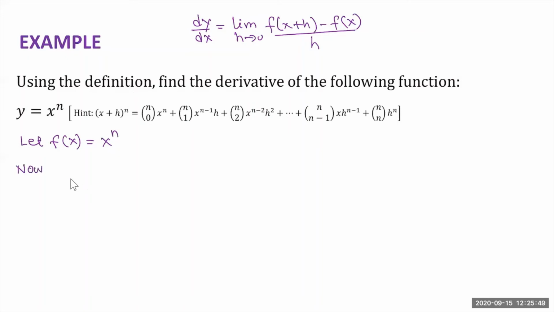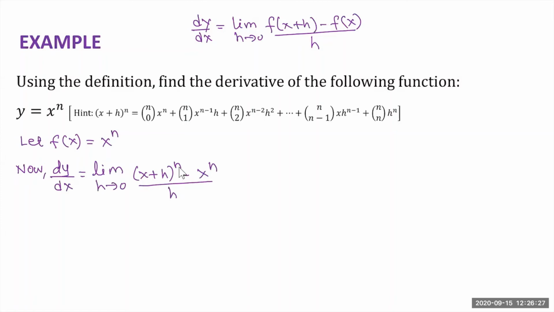Now, the derivative dy over dx is equal to the limit as h approaches 0. Then we have the function at x plus h. F of x is x to the n, so f of x plus h will be x plus h raised to n, minus f of x. F of x is x to the n. And we have to divide that by h. That is the definition.